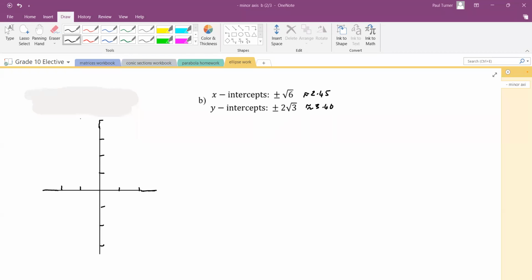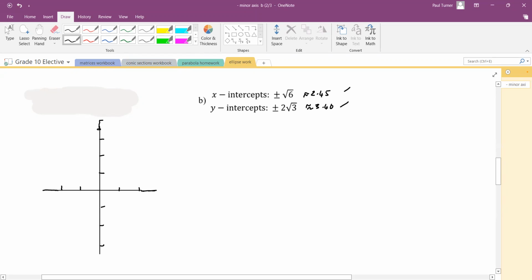Okay, for this question, we want to try to draw the graph and get the equation. We're given the x-intercepts as plus or minus √6, which is approximately 2.45. And the y-intercepts are plus or minus 2√3, which is around 3.46. So we'll use these decimal numbers when we draw the graph. So we can actually start drawing the graph because we know what the x and y-intercepts are. So on the y-axis, it's 3.46. So 1, 2, 3, 4.